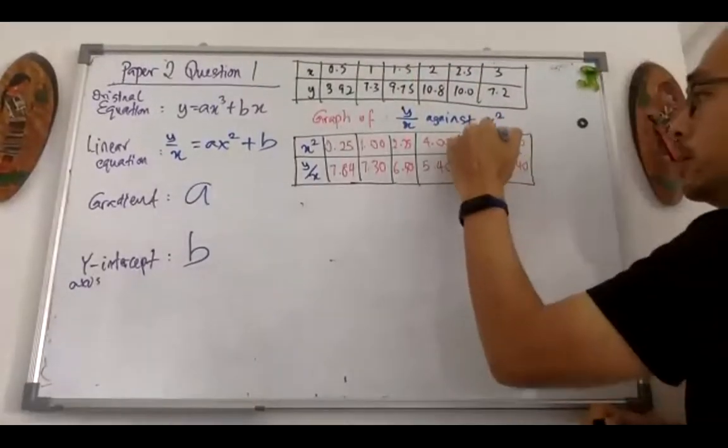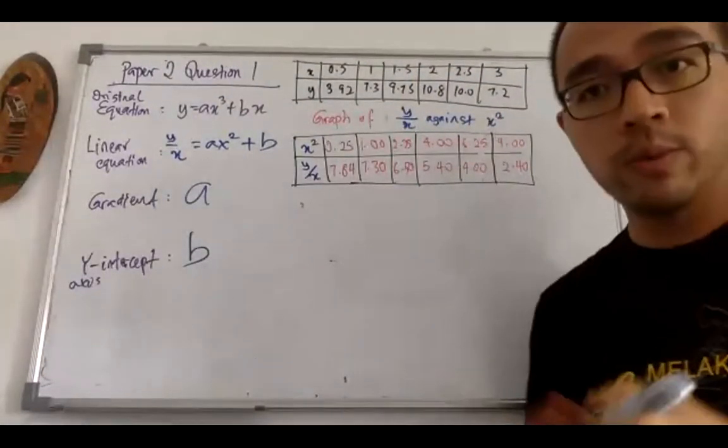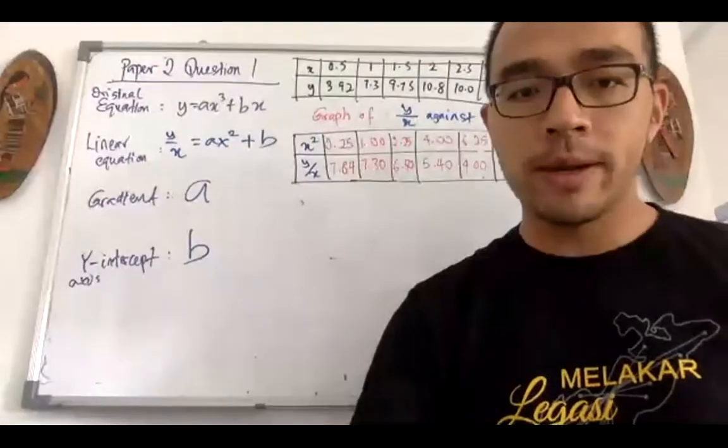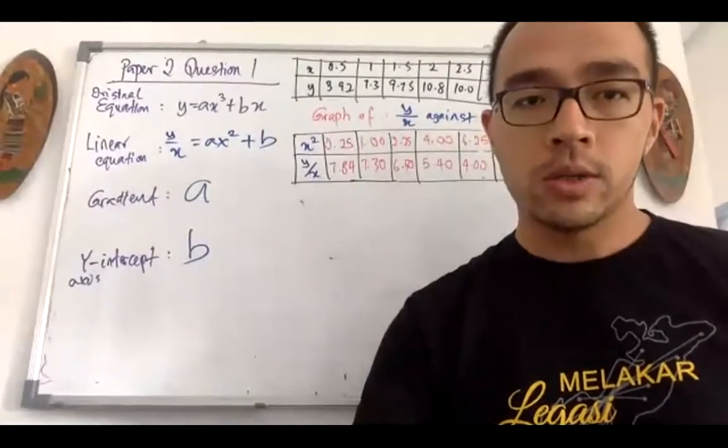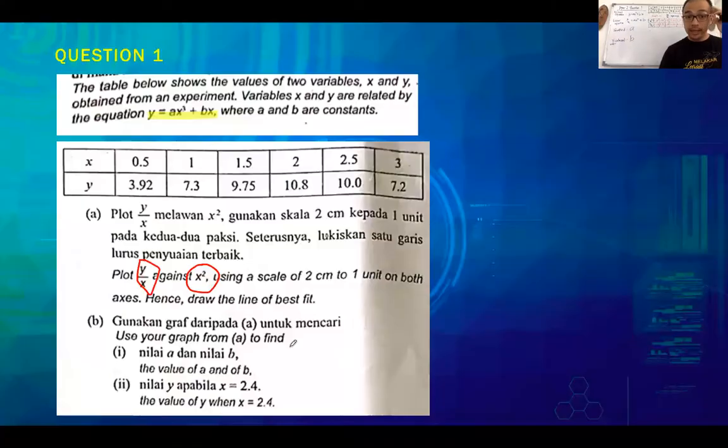Okay, so we are kind of halfway done now. Let's go back to the question. The question says, plot the graph of this one using the scale. They give you a scale for a reason, so you don't have to think about the scale. If it is 2 cm to 1 unit, it means one big box is 1. So 1, 2, 3, 4, and so on. And then draw the line of best fit.